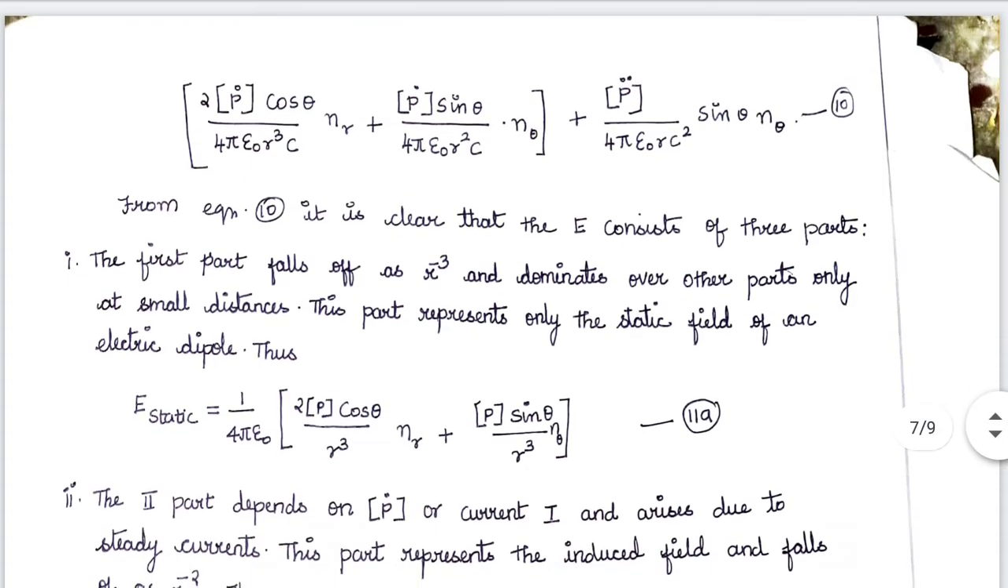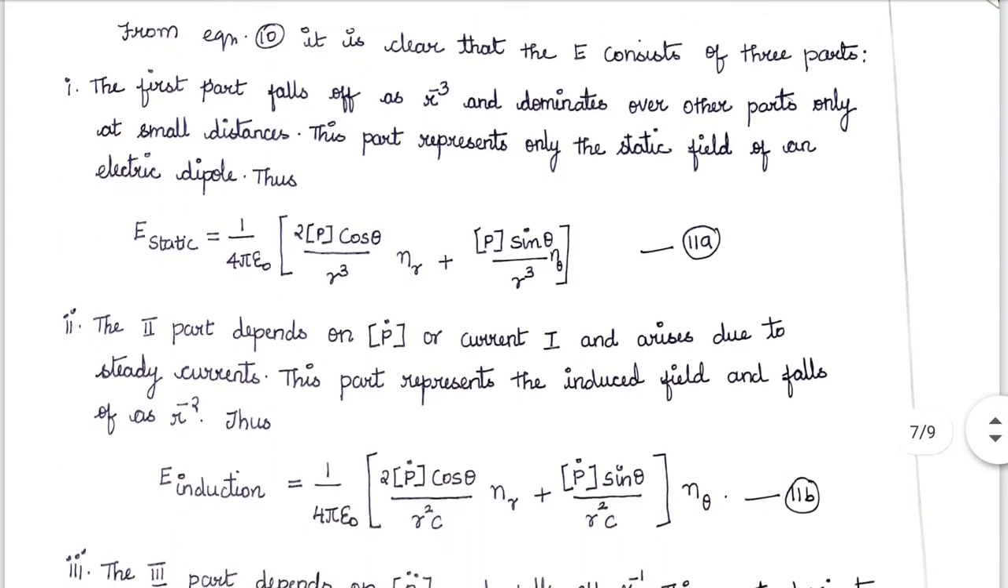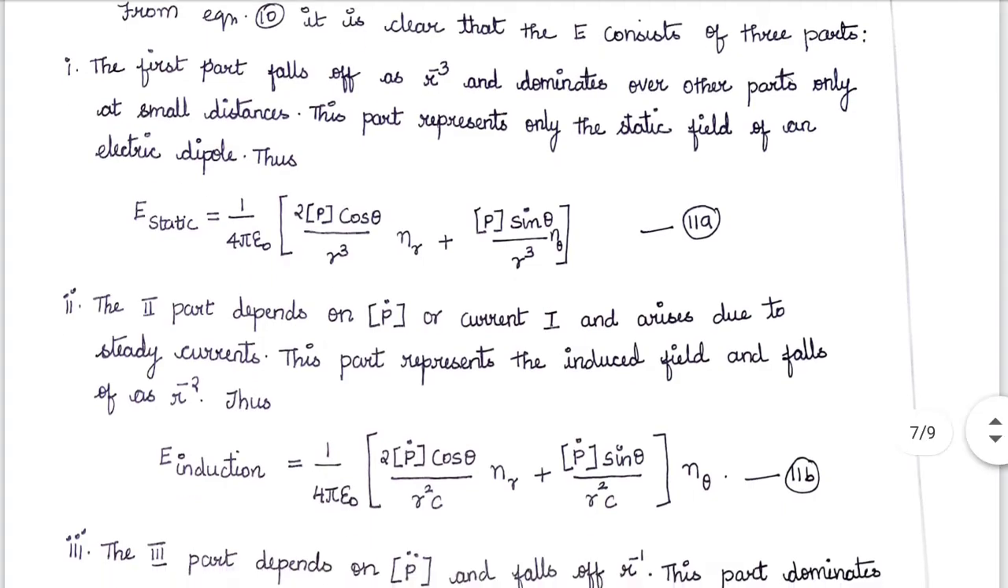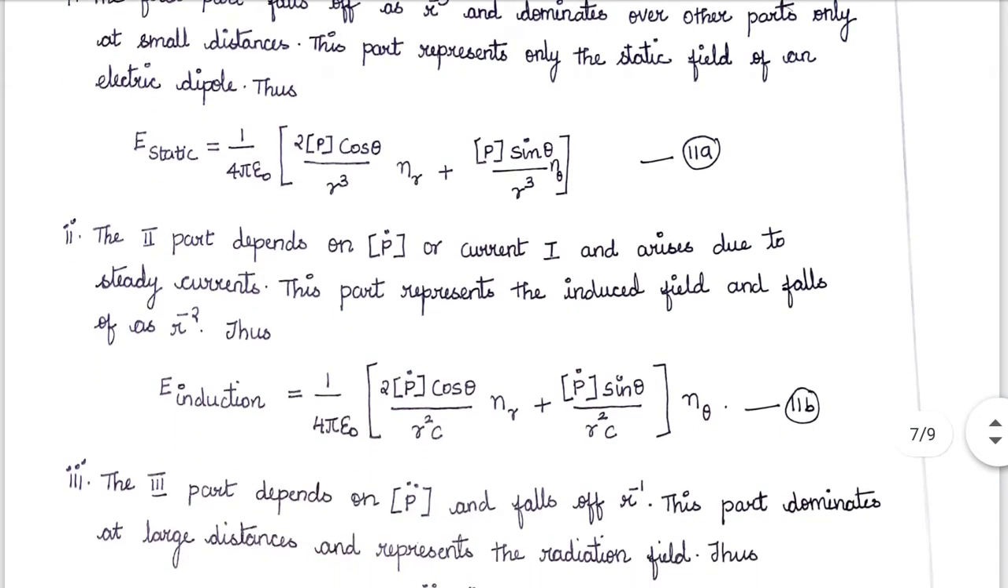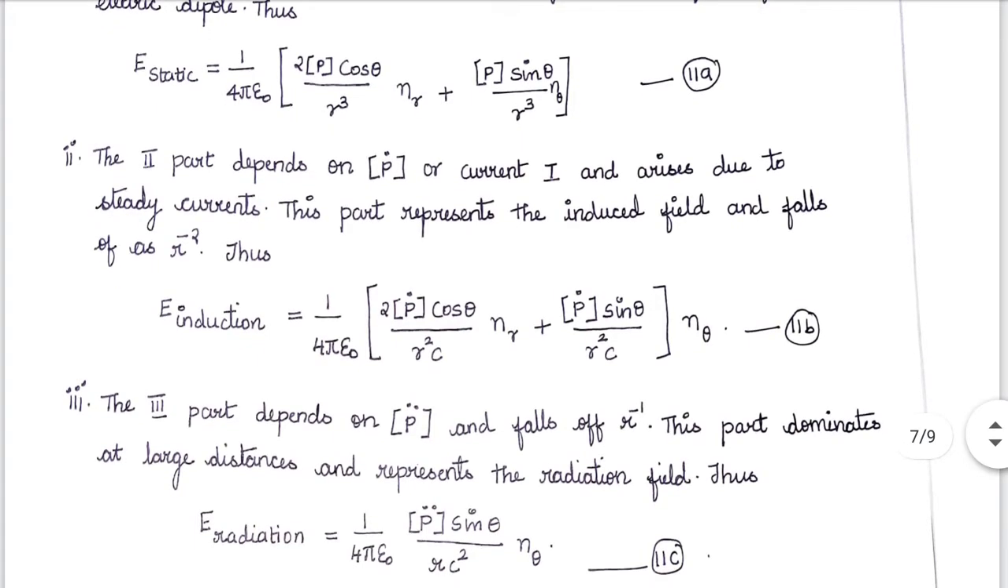So this part represents only the static field of an electric dipole. So we can write E static is equal to 1 by 4 pi epsilon naught [2p cos theta by r cube] n_r plus [p sin theta by r cube] n_theta. And the second part depends upon p dot, or the current I, which arises due to the steady currents.